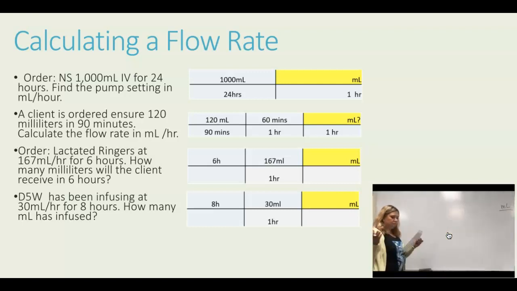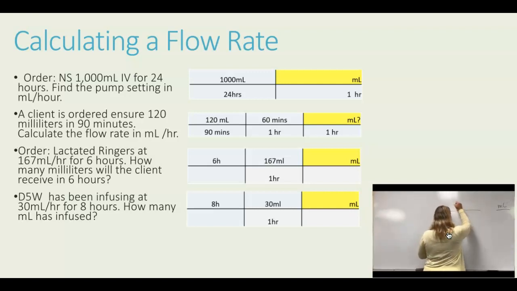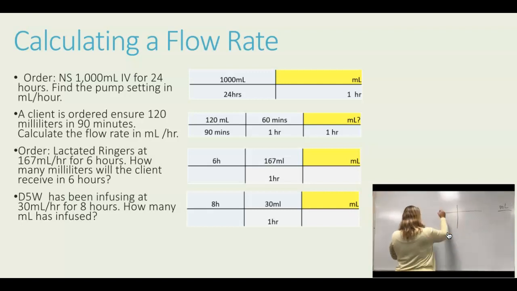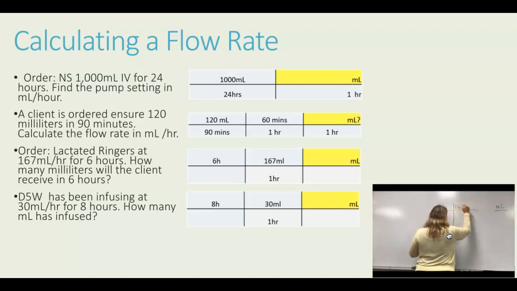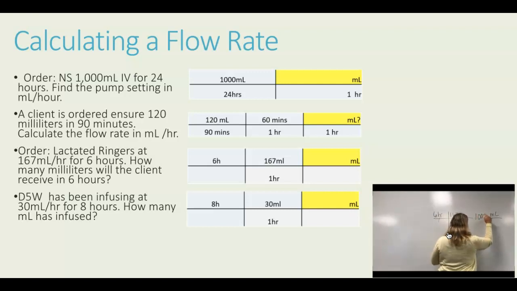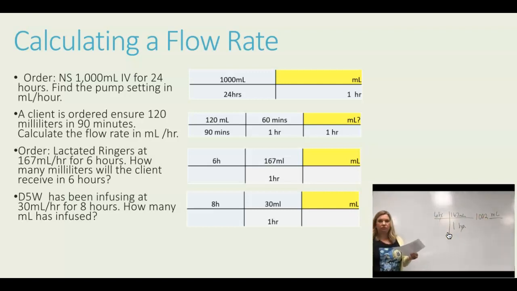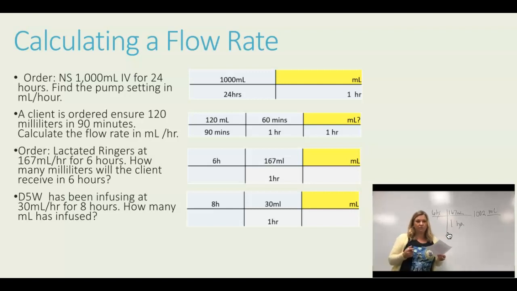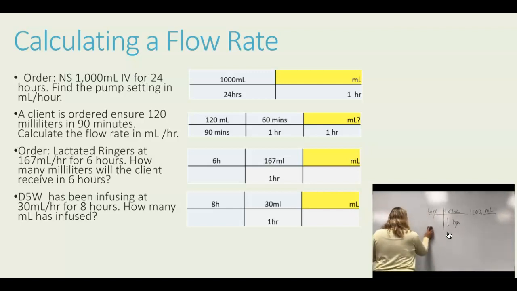And you could obviously just multiply times 6, but let's set it up with dimensional analysis because you can do it. Okay, so we have 6 hours. That's how long it's infusing, and it's going at 167 milliliters for 1 hour. You can set it up that way. Your hours will cancel, and if you do the math, it's going to be 1,002 milliliters total. Okay, you're left with just milliliters, which is what your answer should be expressed in. You can use dimensional analysis to solve nearly anything. Okay. All right.